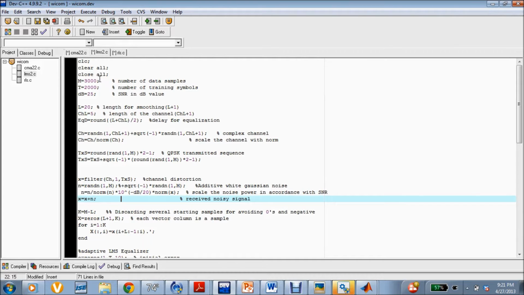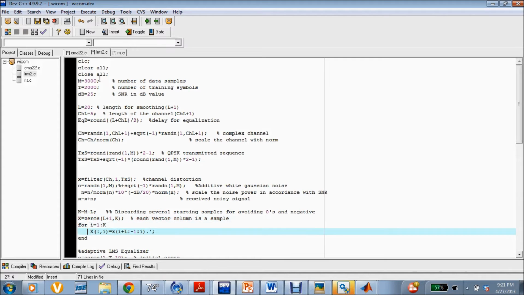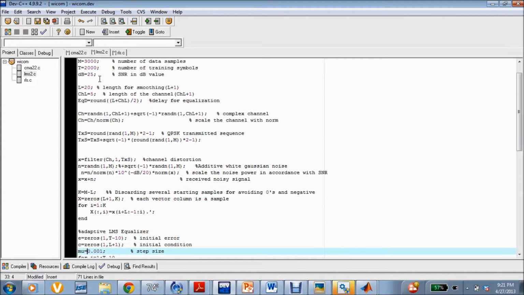So now I'm discarding the starting samples which are used for the channel smoothing, and they're represented by K, and capital X here is used for transposing the input vector, that is used for the multiplication. So here comes the main algorithm, adaptive LMS equalizer.